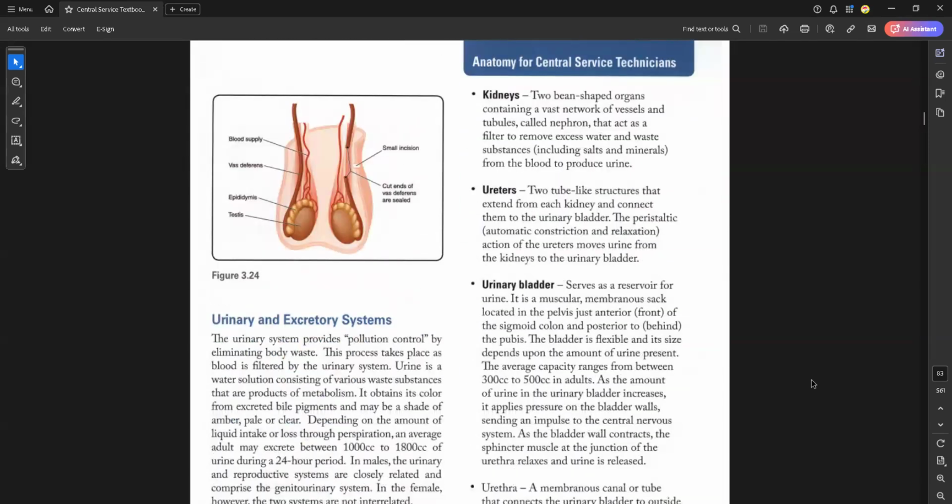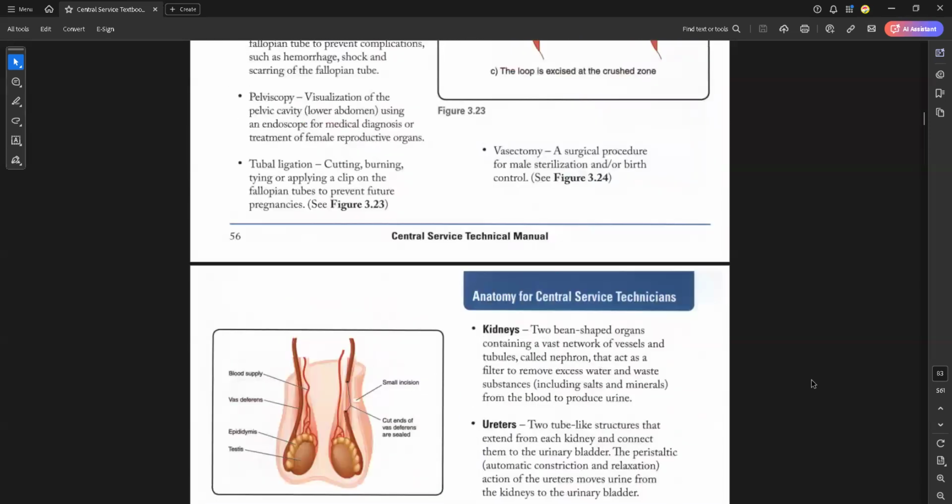Vasectomy is also there. Stop there. Thank you. Vasectomy, a surgical procedure for male sterilization and birth control. If a man doesn't want to impregnate anyone, they can do this so that there will not be any pregnancy. Okay. Let's go to the next system.